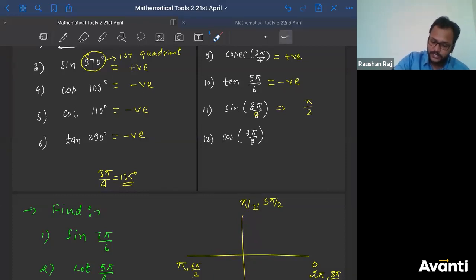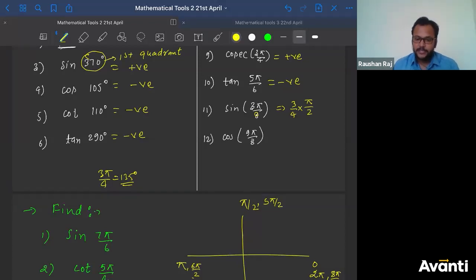So if I write pi in terms of pi by 2, in what should I write so that I don't disturb the angle? I should write 3 by 4 into pi by 2. Guys, can I write 3 pi by 8 as 3 by 4 into pi by 2? Let me know. Yes, we can write. Very good. Chalo, bahut badhiya.